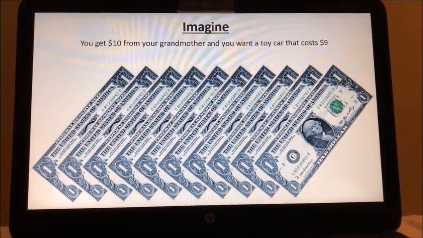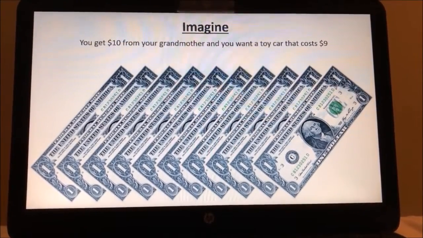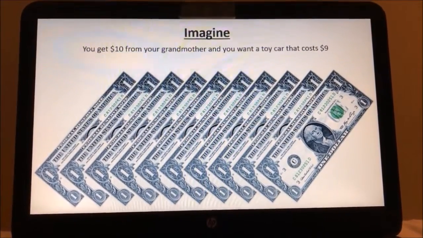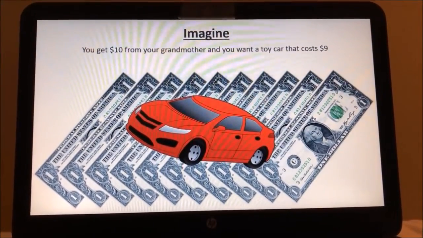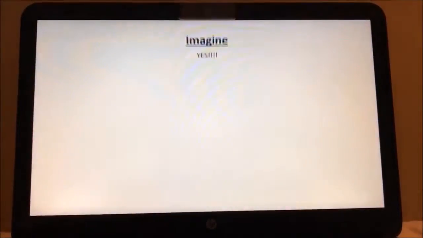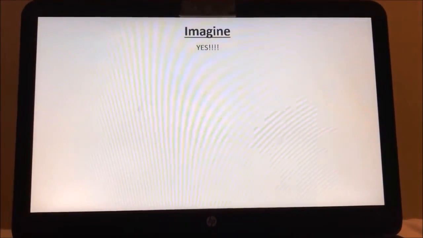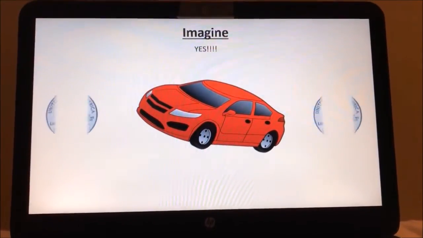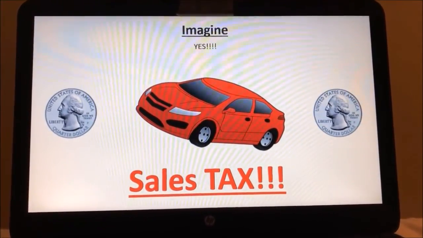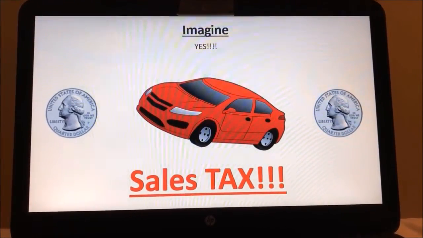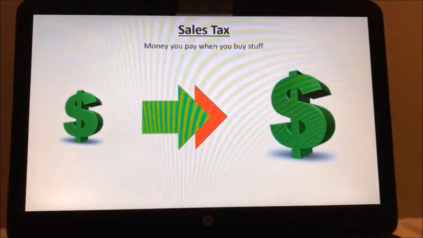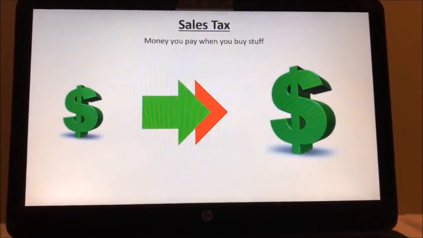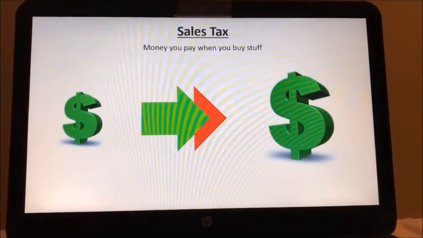Let's look at an example. Imagine you get $10 from your grandmother and you want a toy car that costs $9. Here's your toy car. Do you have enough? Well, yeah, you can get your toy car. But there's this thing called sales tax. With sales tax, you're going to get the car plus 50 cents. Sales tax is money you pay when you buy stuff. It's an additional cost to what you have.